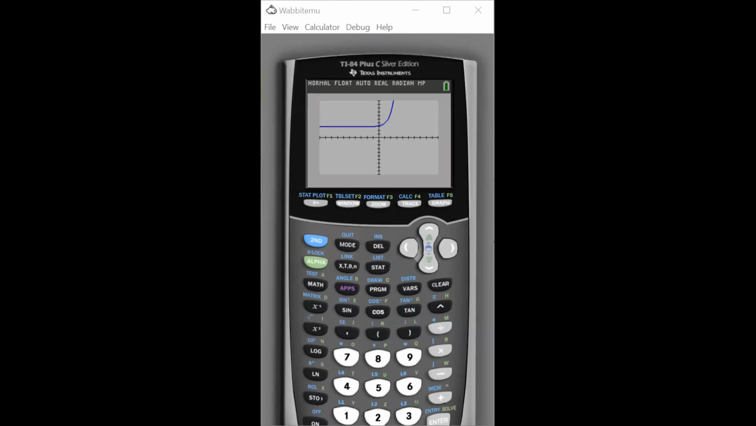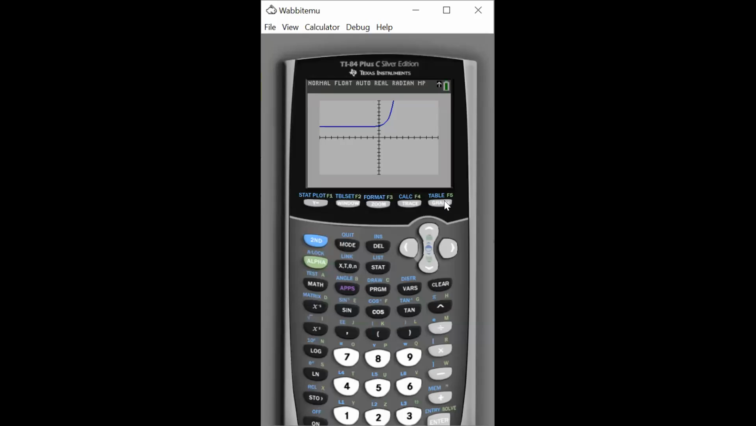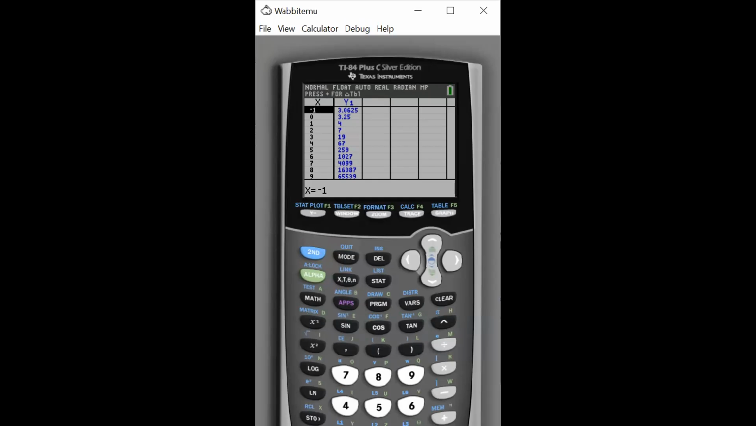All right, so then going back to this page right here, make sure you write down your horizontal asymptote is going to be right here at y equals 3. That's your horizontal asymptote, HA. And then you need to have a table of values. So going back to your calculator, you're going to hit second and then graph for the blue part, which is a table. And then if you just start at -1, this will be your table of values.